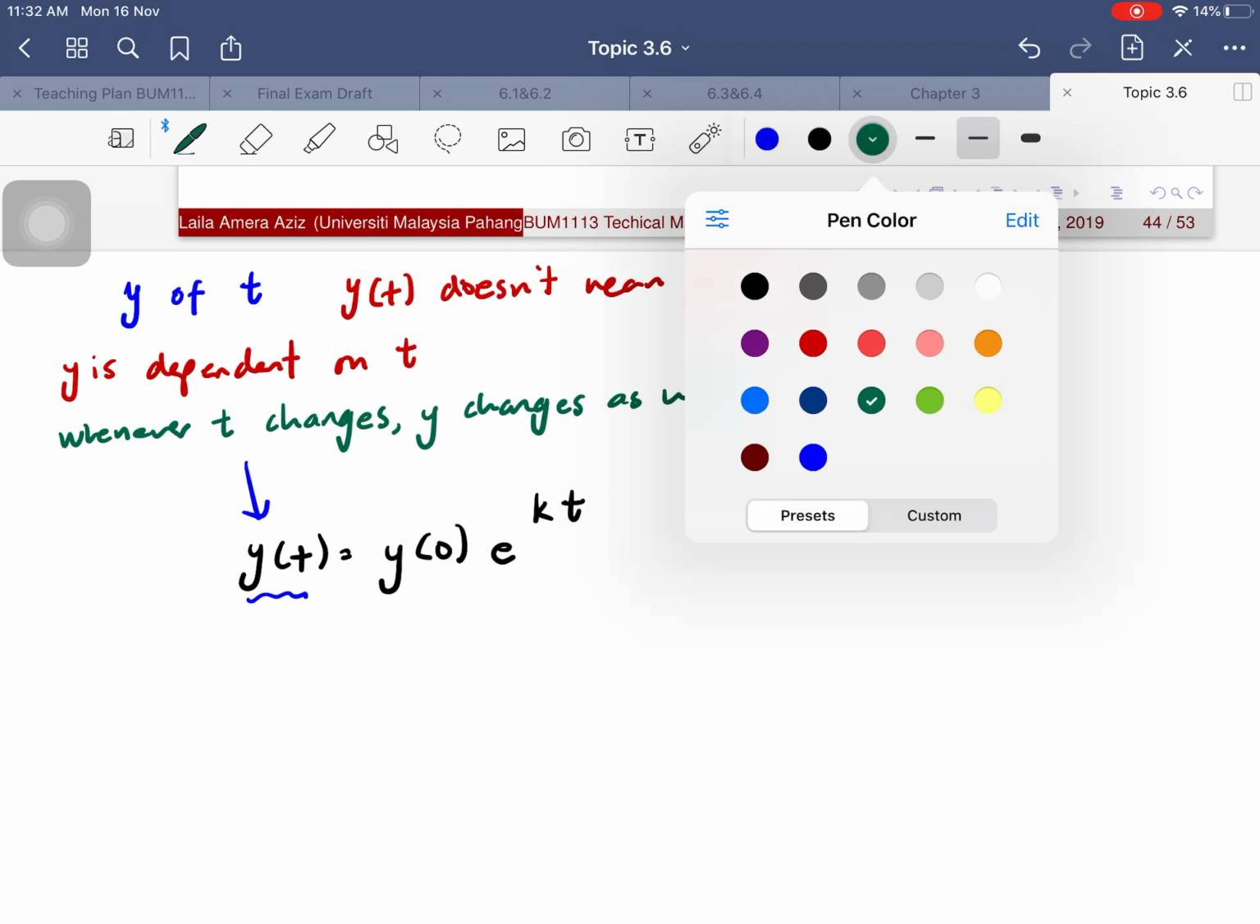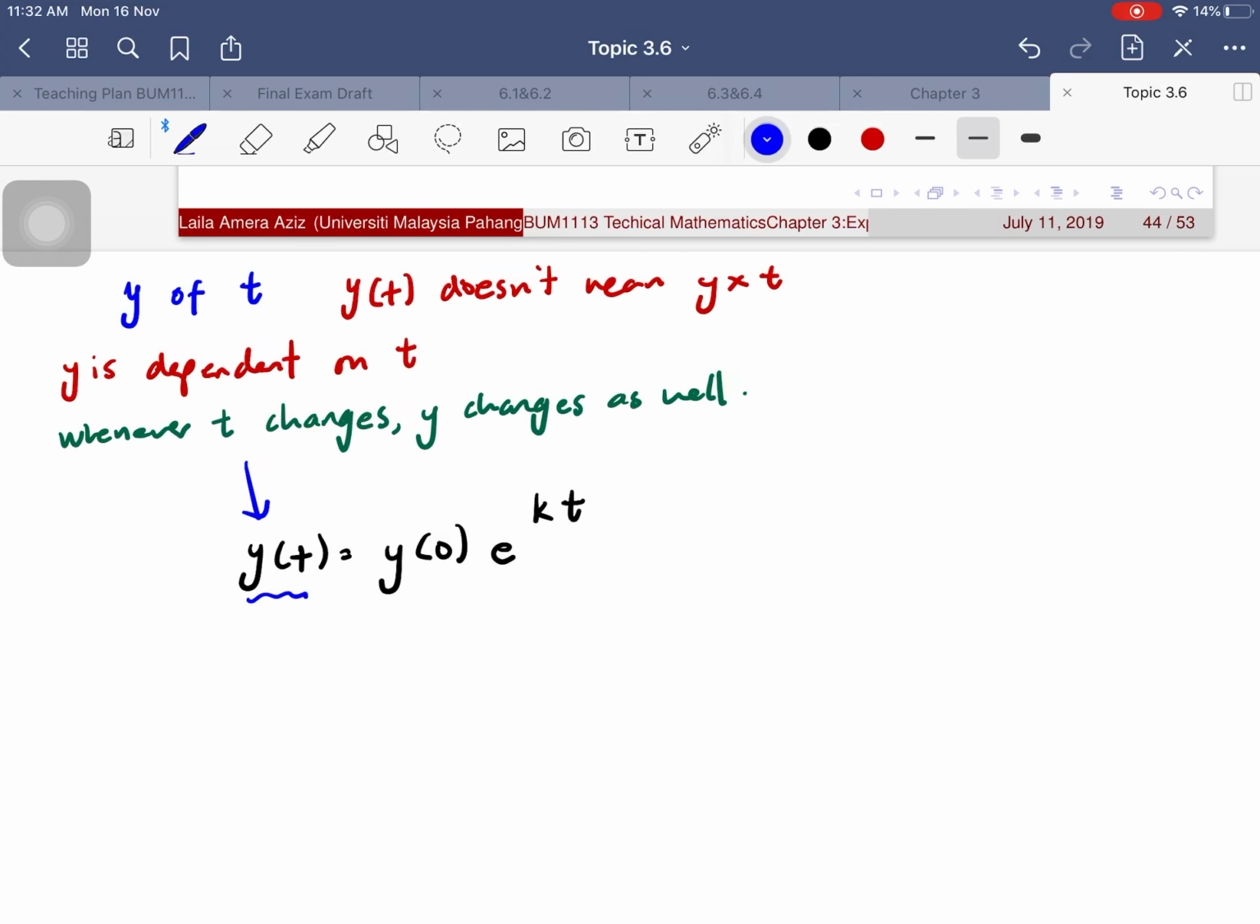The second component that I would like to introduce is y naught. What does y naught mean? If y of t means y at time t, then y of naught means y at t equal 0. This is called the initial value. This is the term that we use.